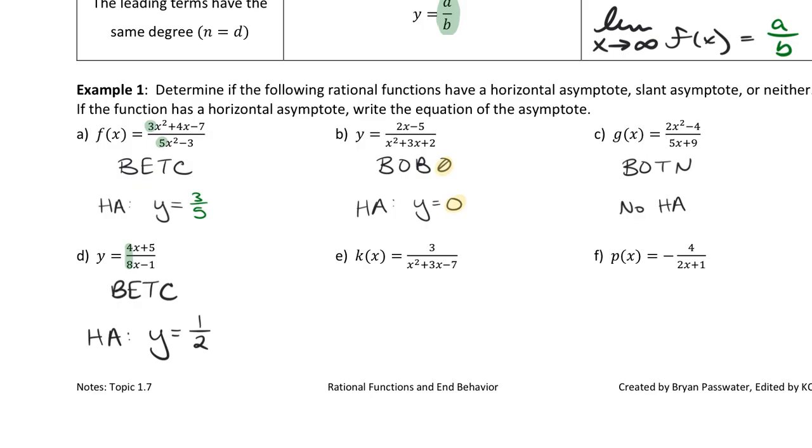Is there even an x at all? Yeah, so it's degree 0. So we have degree 0 on top. What's the degree of the bottom? 2. So this one's bigger on bottom. That means it's a Bobo equation. So what is the horizontal asymptote for a Bobo? 0. So we'll say the horizontal asymptote is y equal to 0. Fabulous.